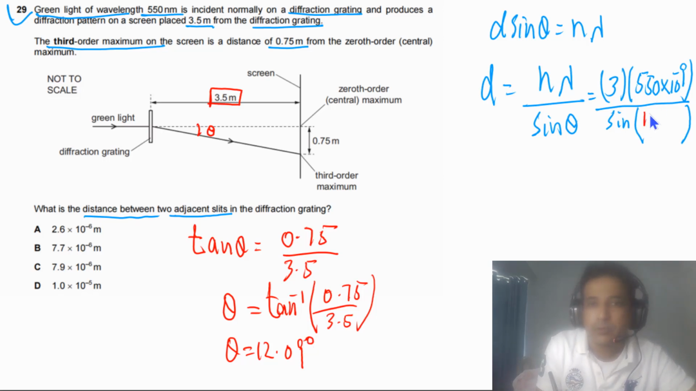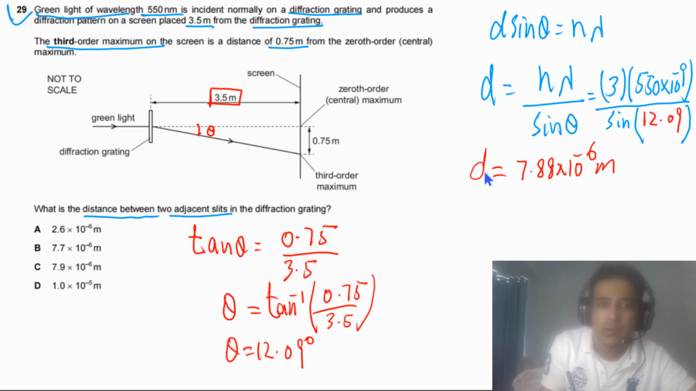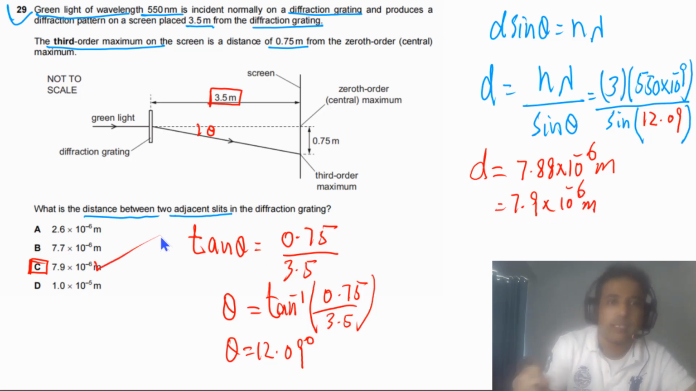Now simply we need to place this value here, and if we solve this one, we will get d is equal to 7.88 times 10 to minus 6 meters. So this is value of d. So the answer for this question has to be C, 7.9. Up to 2SF we can write down, this is 7.9 times 10 to minus 6 meters. So C is the answer.